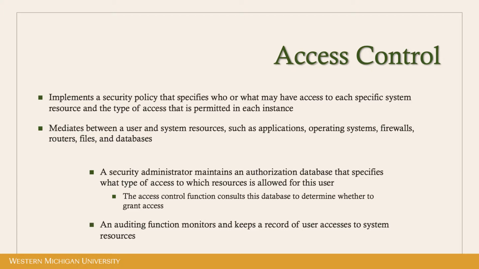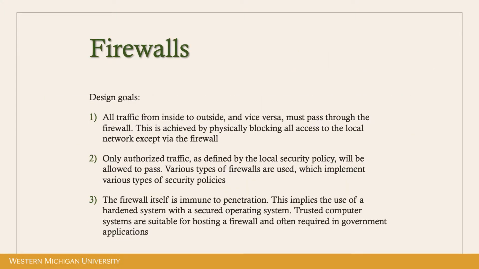Another option for keeping things safe are firewalls. We've got several design goals when we deal with a firewall. And a firewall is just something that looks at the traffic coming into a system, decides what to let through and what it's going to block. So all traffic from inside to outside and vice versa has to pass through the firewall, right? So we can physically block all access to the local network except via the firewall. If we've got a host-based firewall, we can make sure that it's set up so that no traffic whatsoever can get into the system until it's been passed through the firewall. Design goal 2, only authorized traffic as defined by the local security policy will be allowed to pass.